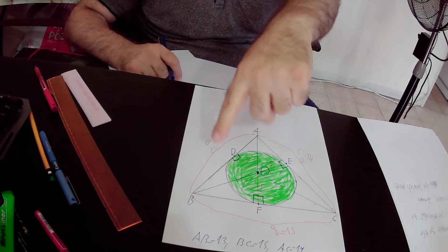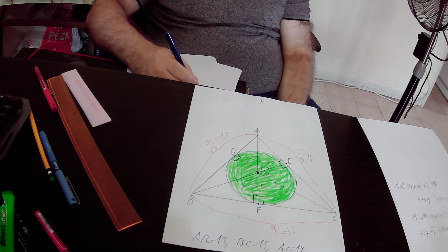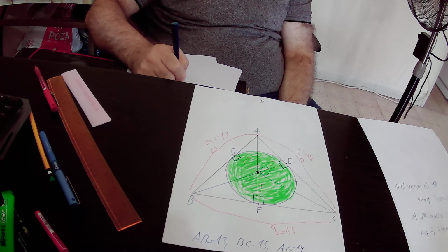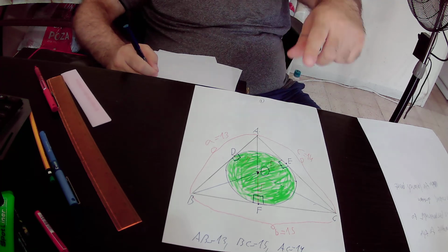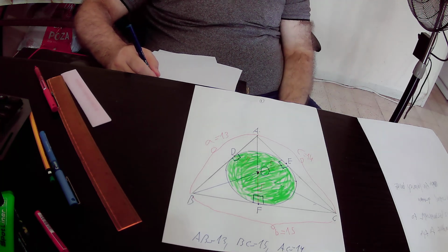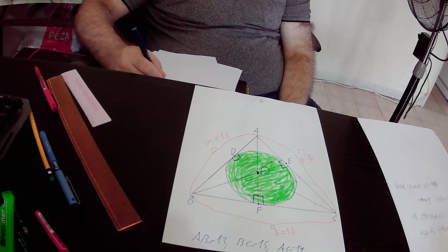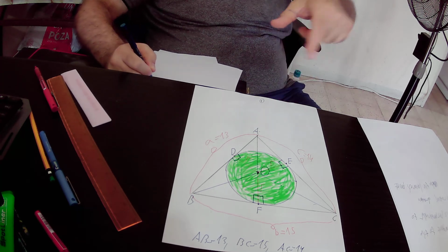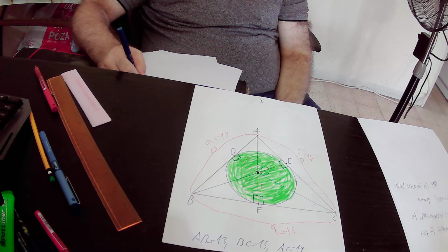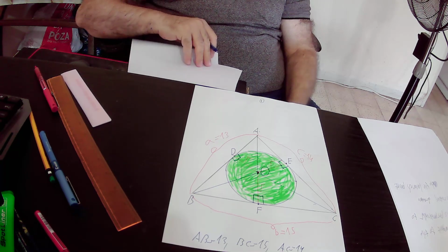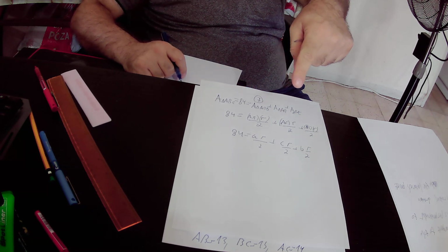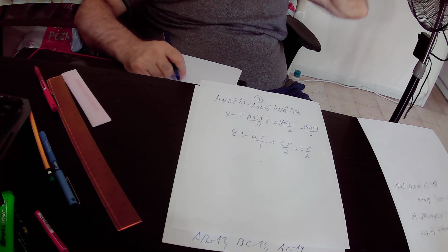But what is AB? AB equals C. And what is AC? AC equals B. And what is BC? BC equals A. So in total we got that 84 equals CR over 2 plus BR over 2 plus AR over 2.